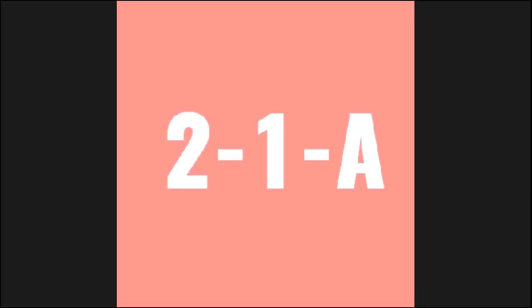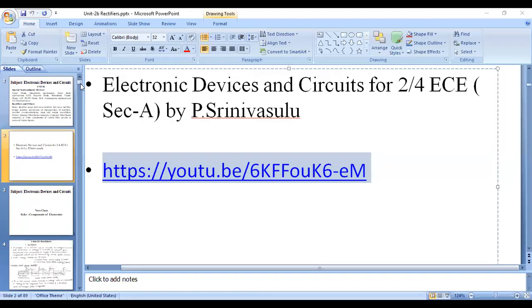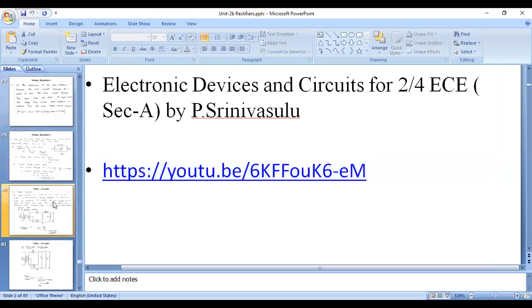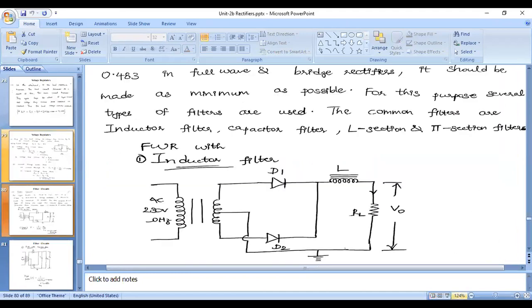Please tell me whether my screen is visible or not. Is it visible? Is it visible, students?